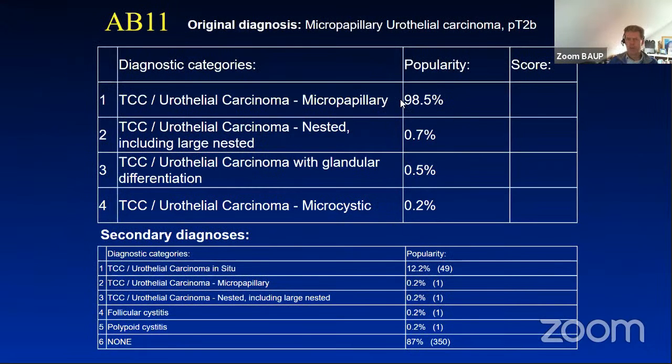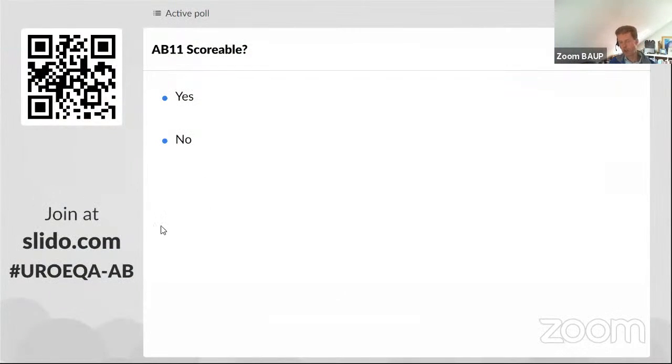And we asked you for the subtype in order to really highlight the importance of this entity, which is being recognized more and more. And clearly, most people recognize this as a micropapillary urothelial carcinoma. 98.5%, which is a startling degree of agreement for this when we've ever asked for a subtype. Other people felt it was nested, and some people thought glandular differentiation, and some microcystic. But it's clearly not any of these, and it's a straightforward micropapillary. So with that level of agreement, I think it's pretty easy that we can score it.